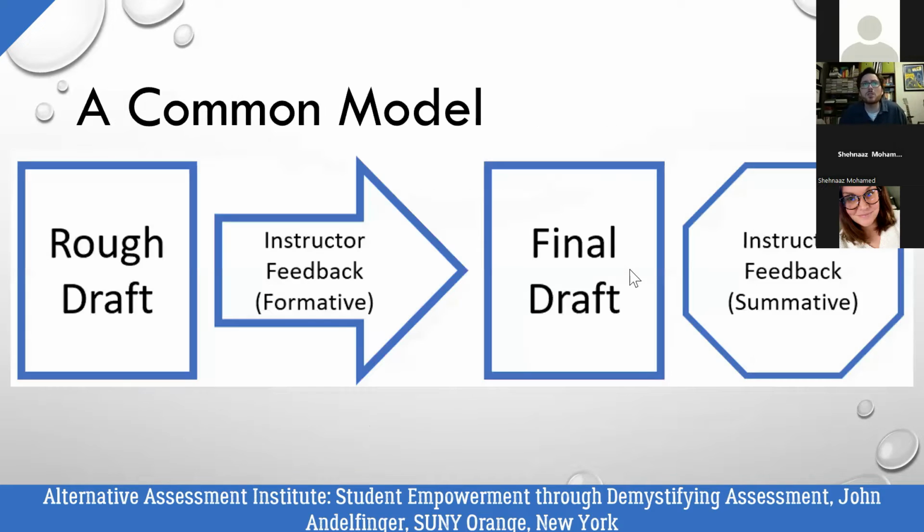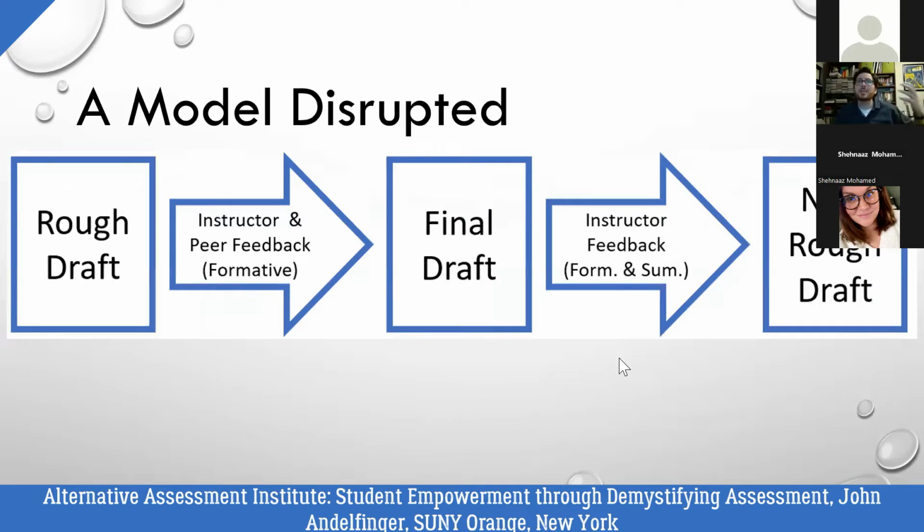To see this visually, I made this small model. This is a typical or common model you'll see in first-year composition, where we have a rough draft, there's an instructor providing formative feedback, there's a final draft, and then we stop with the summative feedback. And I try to help my students imagine this in a different way.